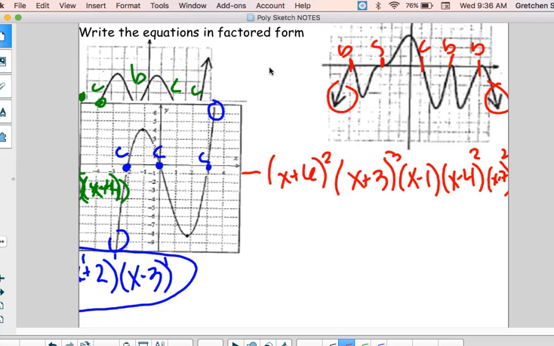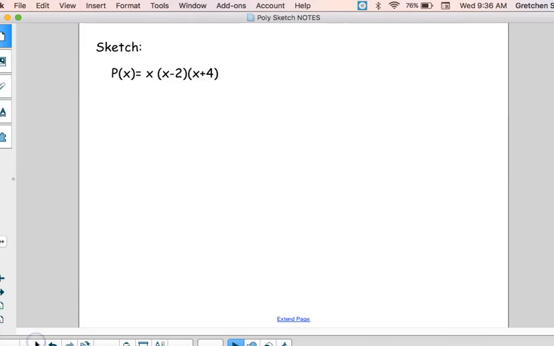We're going to do 1 or 2 full examples of what this should look like. This is what you should do every time you're asked to sketch a polynomial. So we're going to sketch that polynomial.